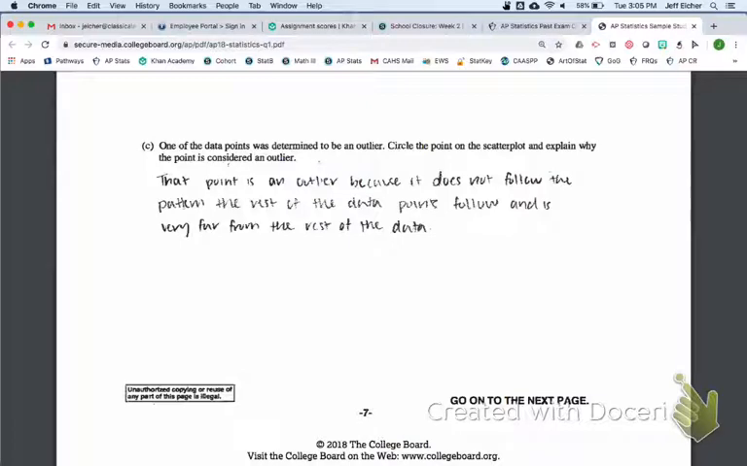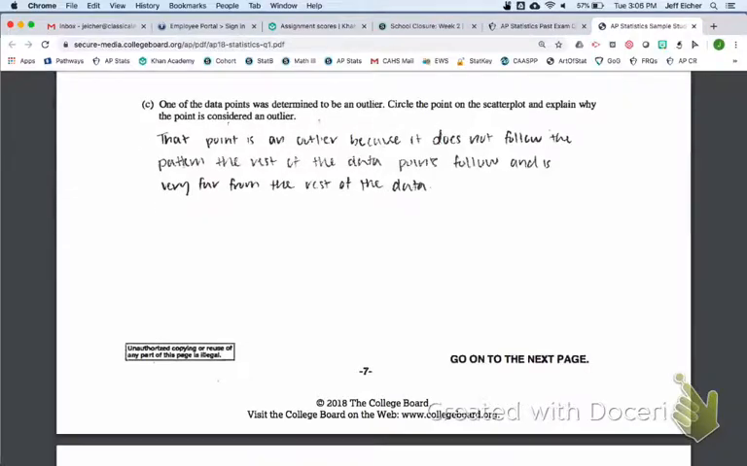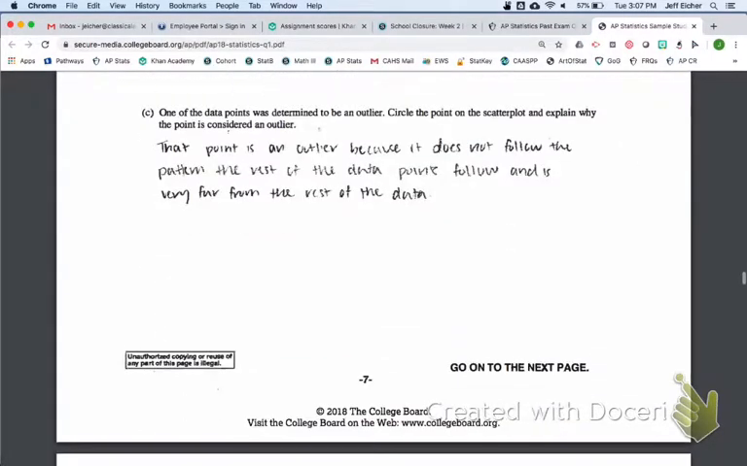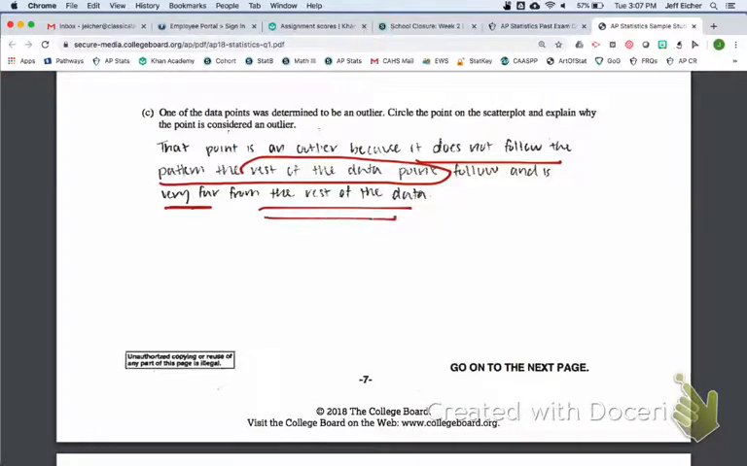This student said that point is an outlier because it does not follow the pattern the rest of the data points follow and is very far from the rest of the data. So if you need to, pause this video and think about that. How would you score that? Would you score that an E, a P, or an I? So this response did circle the correct point. And the response also mentioned, in comparison to the other points, it does not follow the pattern of the rest of the data points, and it is very far from the rest of the data. So this would be scored an E.